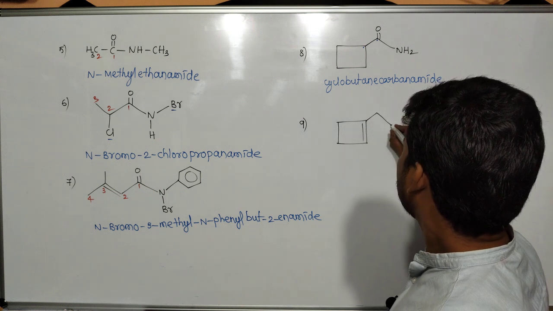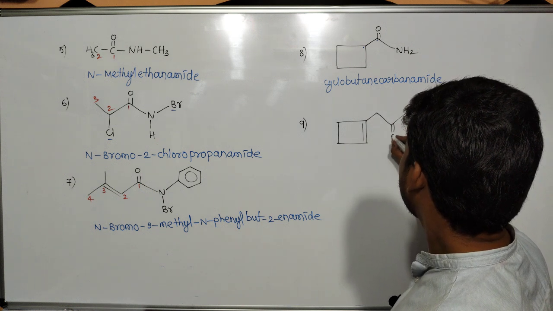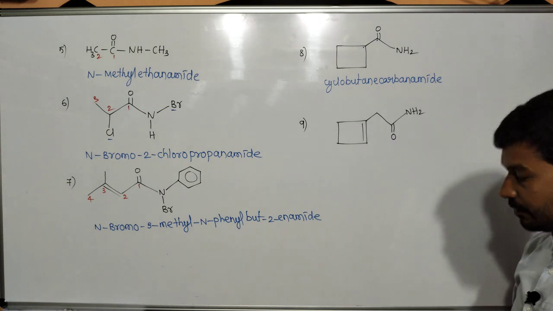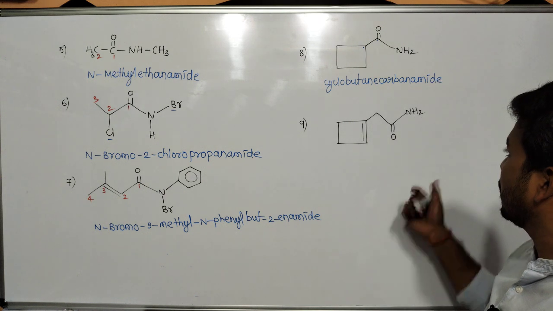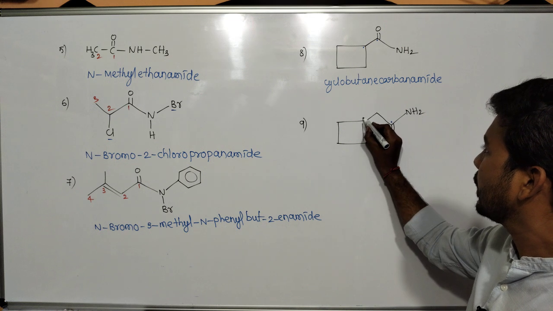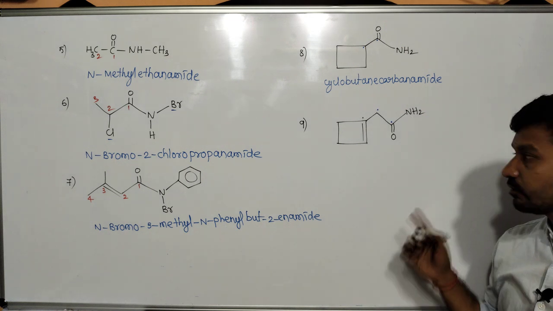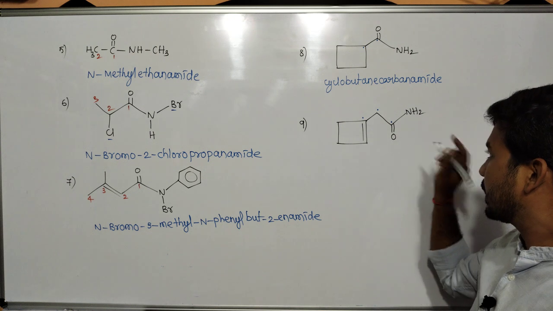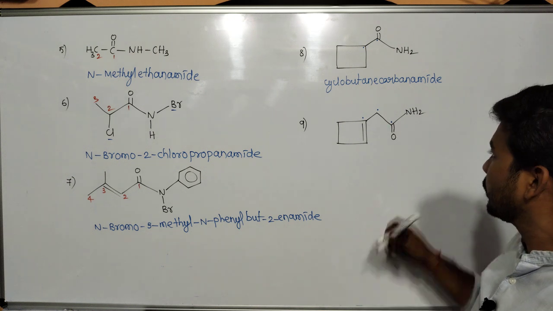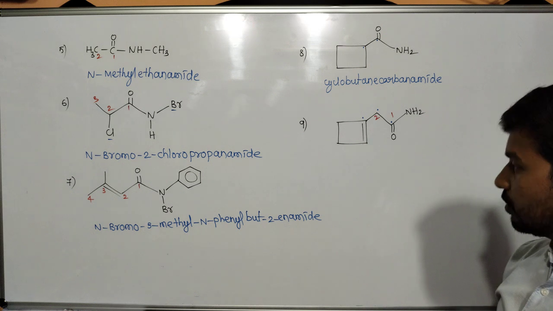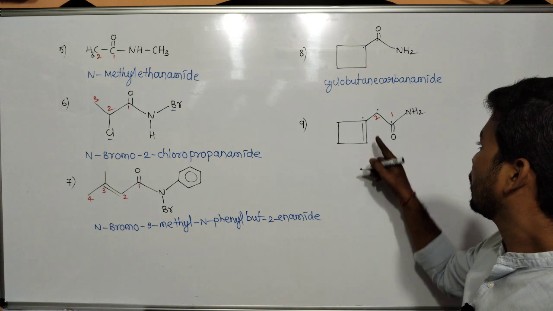Between the cyclic chain and the functional group carbon, if one carbon is present, the functional group carbon is not directly attached to the ring. Between those two, another carbon is present. So no need to write carbonamide, just write amide. The parent chain has only 2 carbon atoms, 1, 2. The ring is a substituent. So how do you write its name?